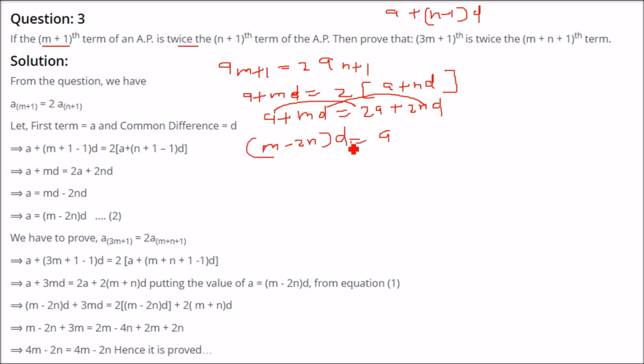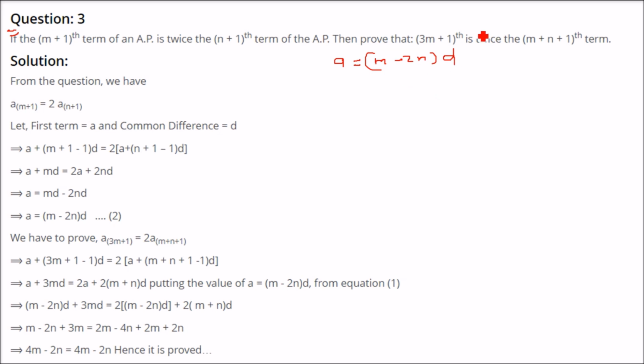So what do we get here? a equals (m minus 2n) into d. Now let us use the second part, that is the (3m plus 1)th term. What is it? a plus (3m plus 1 minus 1) into d, that is 3md. This will be equal to twice that one, so twice a plus, this is m plus n minus 1. So m plus n minus 1, so the minus 1 will go, and this is d, right? So this is a plus 3md.